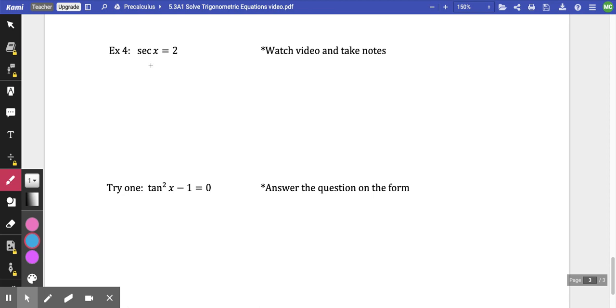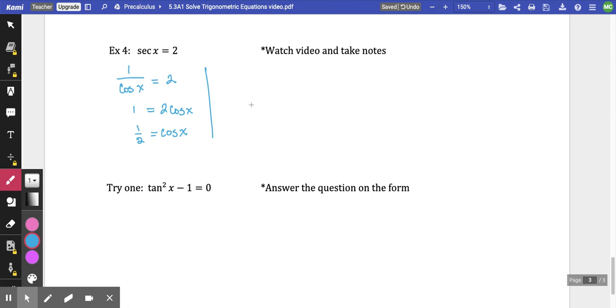First, I can say that secant of x is the same as 1 over cosine of x. So I could say then replacing secant of x with 1 over cosine of x is equal to 2. And then I could solve this equation for cosine of x. So I do that by multiplying both sides by cosine of x and then dividing both sides by 2. So that would give me cosine of x is equal to 1/2.